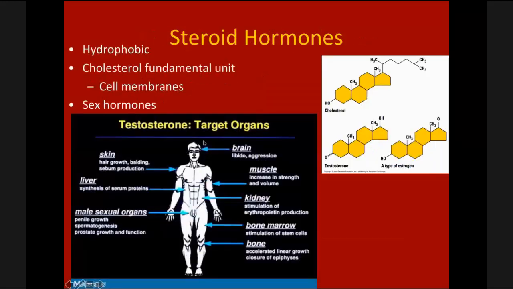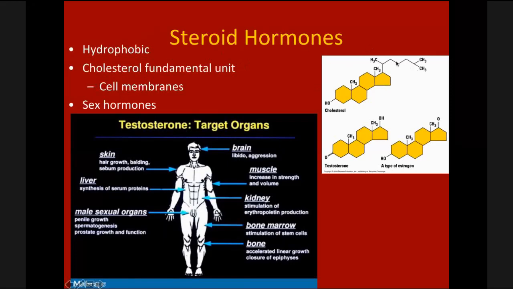Next, I'm just going to mention steroid hormones briefly today. I'm going to spend more time talking about hormones and how they work when we cover reproductive systems. So I'm going to cover reproduction and sneak some endocrine system into that lecture. But steroid hormones are lipid-based, right? They're based on a cholesterol molecule.